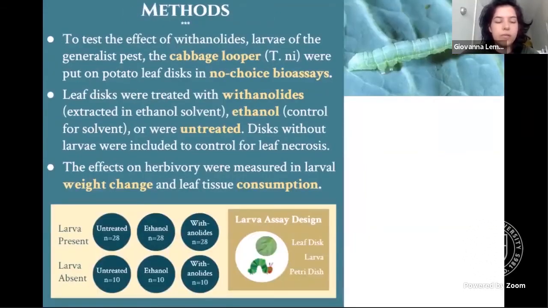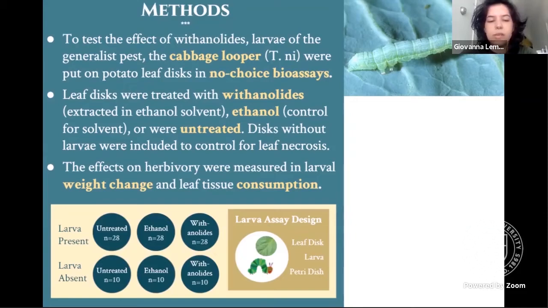To test the effects of withanolides on herbivore feeding, we fed herbivores leaves with and without withanolides. We did this by running a 24-hour no-choice bioassay consisting of a leaf disc and an insect in a sealed petri dish. For insect, we used the cabbage looper larva. The scientific name is Trichoplusia ni, because they are generalist agricultural pests that have previously been shown to be susceptible to withanolides.